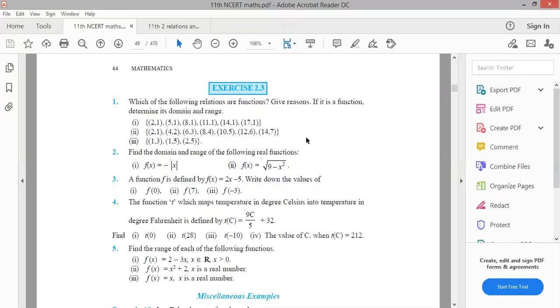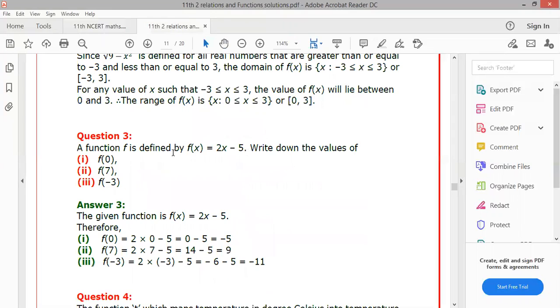So how can we do this? That's very simple. It's like this. f of x is equal to 2x minus 5. We have to find f of 0. So f of 0 is equal to 2 into, instead of x, we will write here 0, minus pi. So it is 2 into 0 minus pi, that's equal to minus pi. On the same lines, you can find f of 7 and f of minus 3.